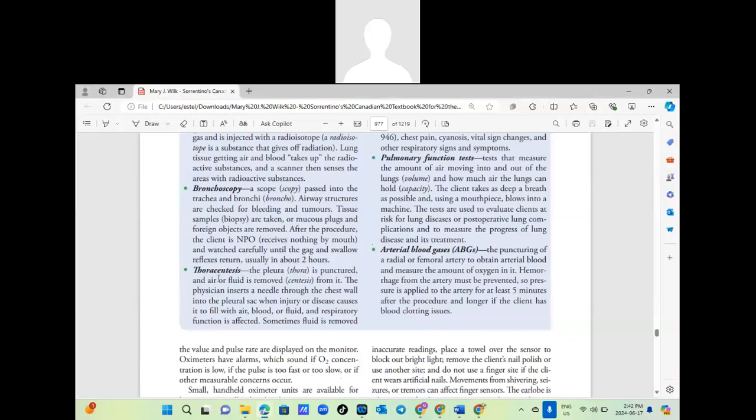All right, thoracentesis. Okay, thoracentesis: the pleura, or the thora, is punctured, and air or fluid is removed, which is the centesis from it. So in thoracentesis the pleura is punctured and the air or fluid is taken away from the lungs. The physician inserts a needle through the chest wall into the pleural sac when injury or disease causes it to fill with air, blood, or fluid, and respiratory function is affected.